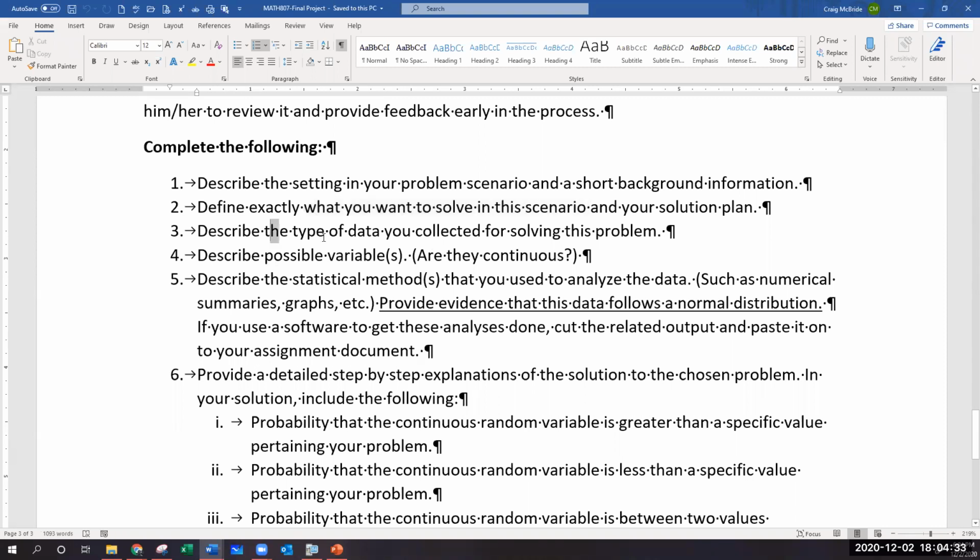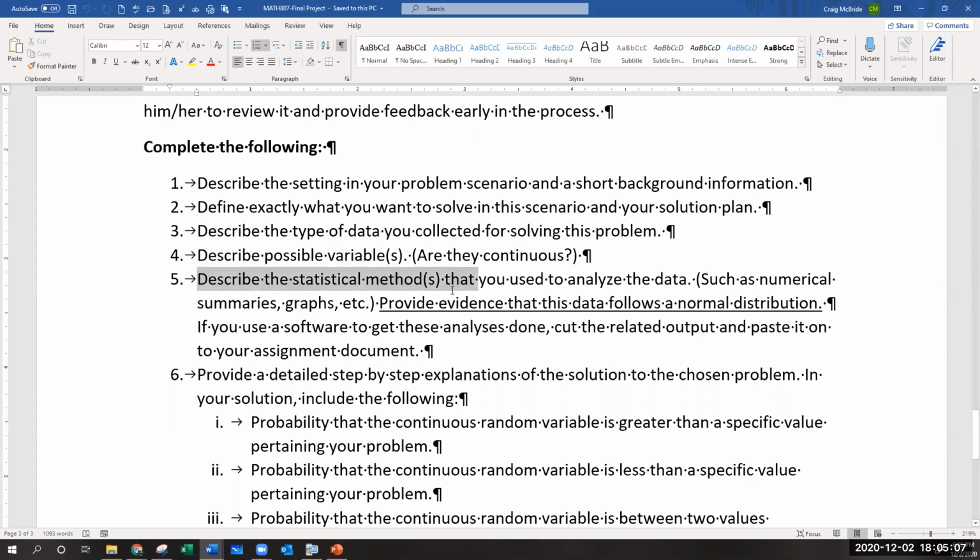Part 3, describe the type of data you collected. So that's where you just talk about what you would have collected or what you have if you've already done it. I mean, you can pretend that you've already done it. I don't care if it's past tense, present tense, future tense, whatever. And then describe the variables. So are they continuous? Are they discrete? Are they qualitative? Are they quantitative? If they're quantitative, are they ratio level, or are they nominal, ordinal, interval, all those kinds of things, whatever you want to do to describe them.